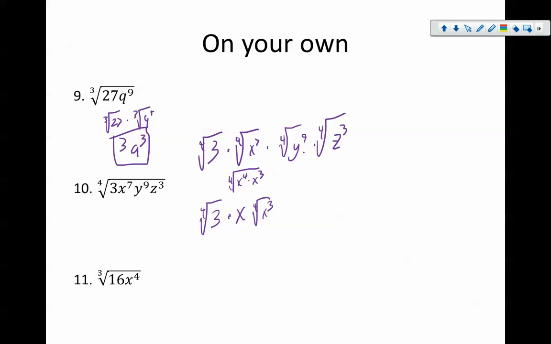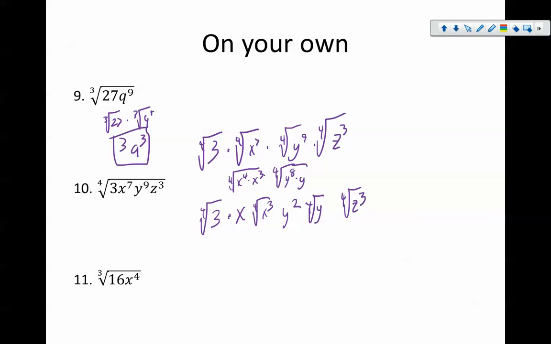The fourth root of y to the 9th doesn't work, but I can break it into y to the 8th times y, which then becomes y squared, fourth root of y. The fourth root of z cubed doesn't work, so it's got to stay like that. And so it's going to be the fourth root of z cubed.